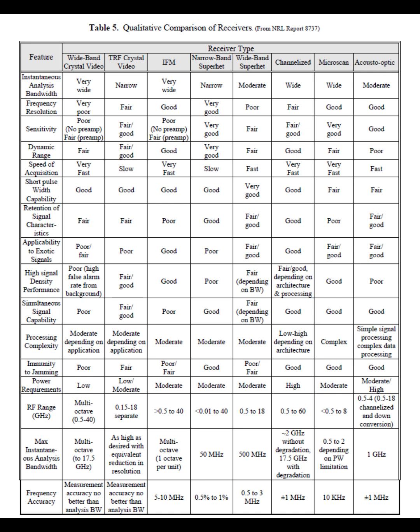Summary. Each receiver type has its own strengths and weaknesses depending on the feature. For example, wideband crystal video receivers are excellent for wide bandwidth and fast acquisition, but they fall short in frequency resolution and sensitivity. On the other hand, narrowband superhet receivers excel in sensitivity and frequency resolution, but have narrower bandwidth and slower acquisition speed. The best receiver for a specific application will depend on the most important features required for that application.